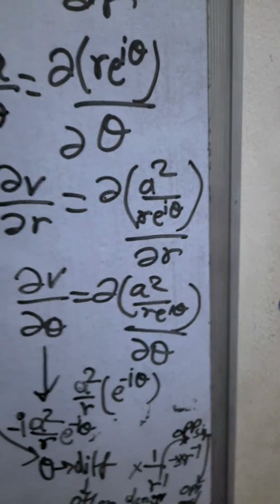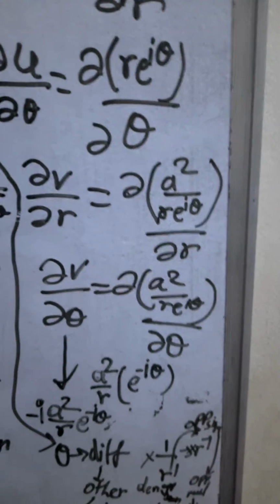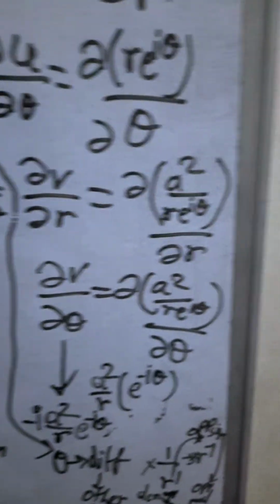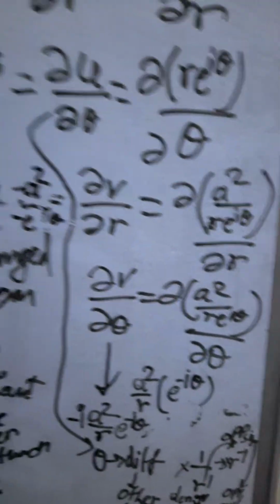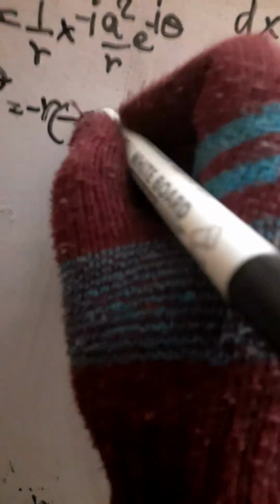r raised to minus 1, then minus r raised to minus 2, minus r raised to minus 2 minus a square. Okay, it should be into minus a square by e. Wait a second, why e raised to minus i theta? I don't understand. Okay, e raised to i theta, so into r square. So this is how it's supposed to look. Okay, I guess so, but it's not looking like that anyway.